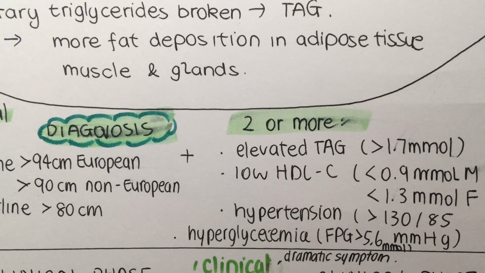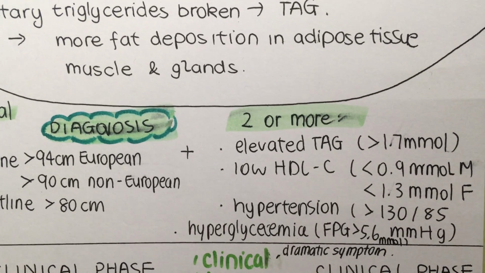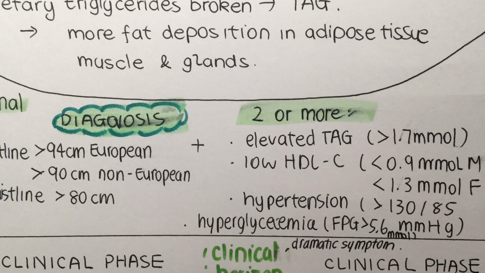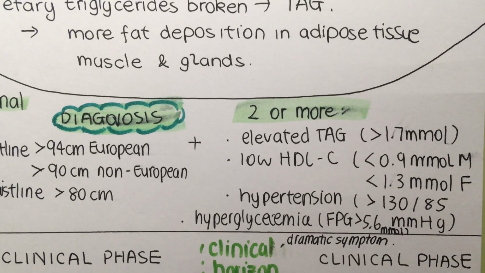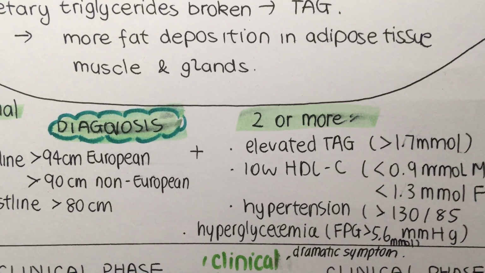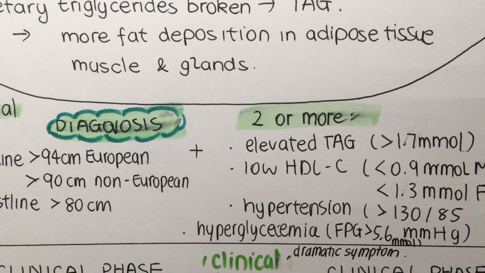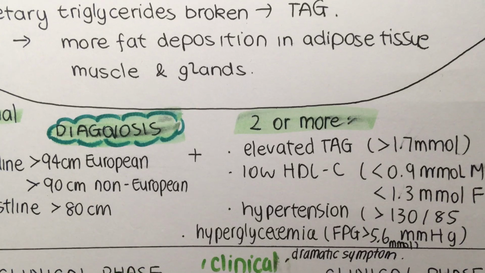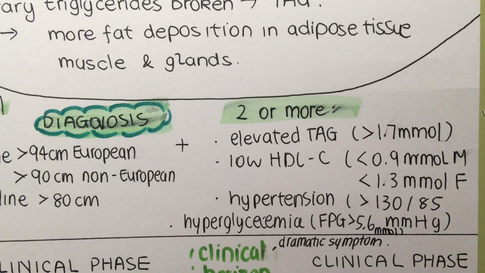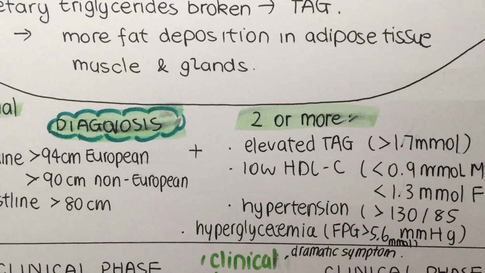which include elevated triglycerides greater than 1.7 millimolar, low high-density lipoprotein cholesterol, which is defined as less than 0.5 millimolars for males and less than 1.3 millimolars for females. Hypertension, which is defined as blood pressure over 130 systolic and over 85 diastolic. And hyperglycemia, which is defined as over 5.6 millimolars for your fasting plasma glucose.